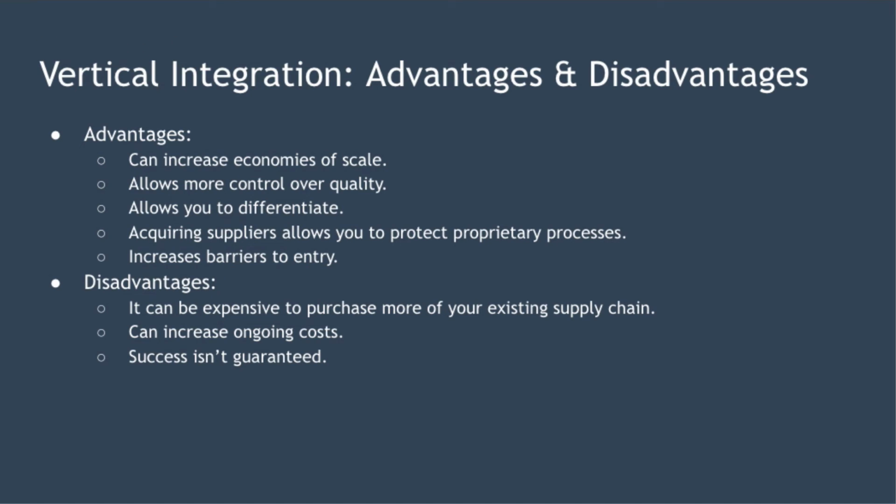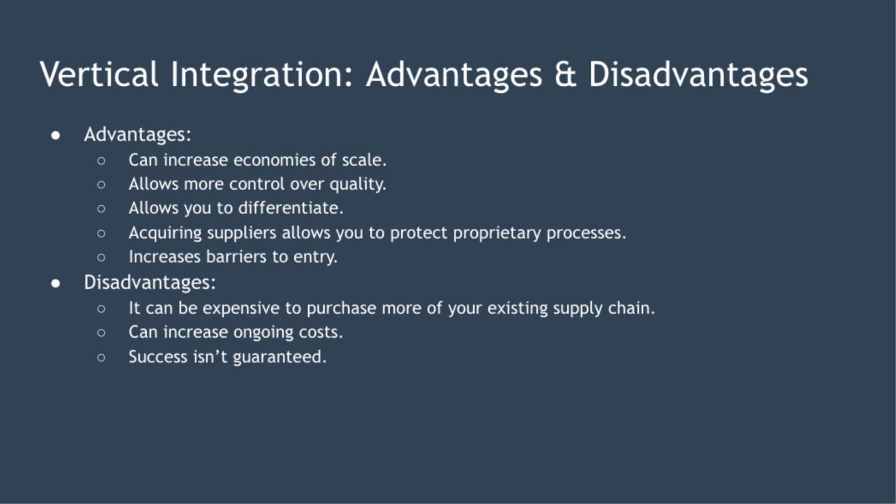So, for example, Apple stores position Apple products in a different way to Microsoft products because they don't have an associated store. Next, acquiring suppliers allows you to protect any proprietary processes you use at that level in your supply chain. And finally, it increases barriers to entry for new entrants wishing to compete directly with you.